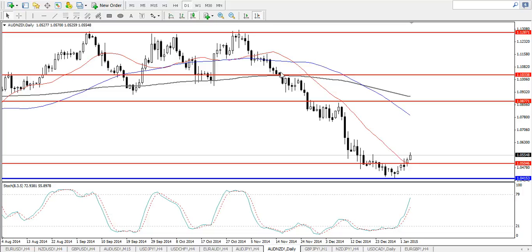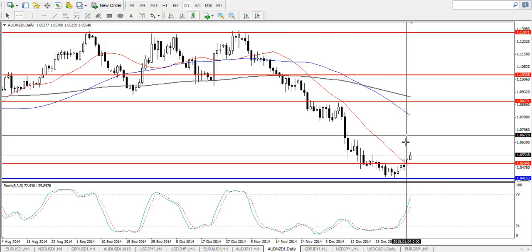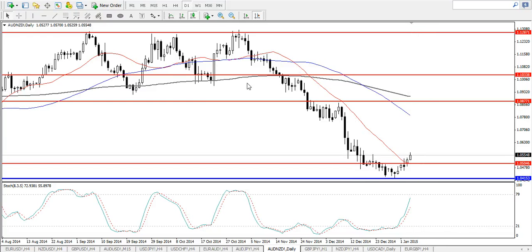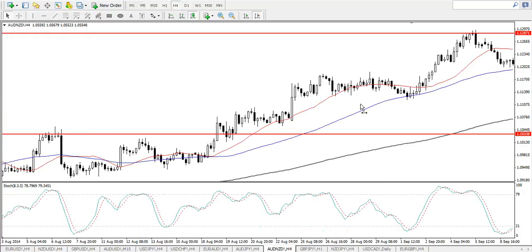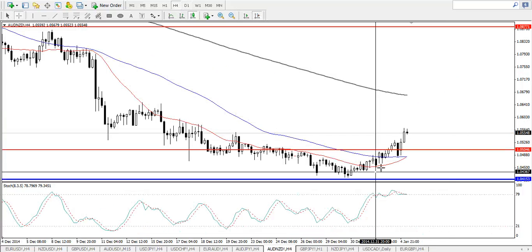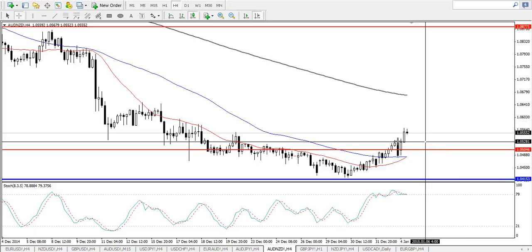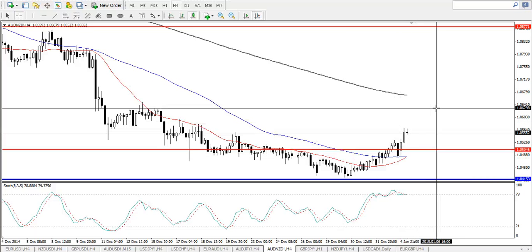Zooming in a little more to the daily chart, there is already a reversal candle and price is beginning to rebound. So what we would like to do here is wait for retracements as the price continues to appreciate, to find a better price to go for long.